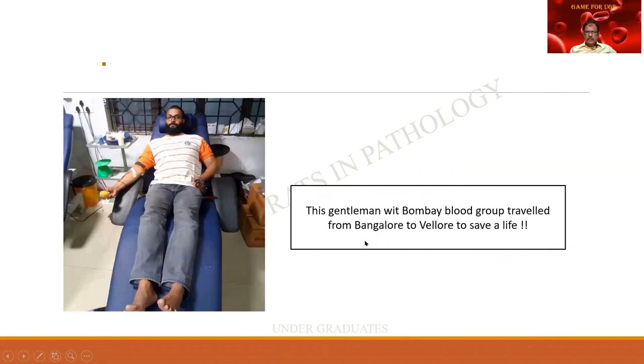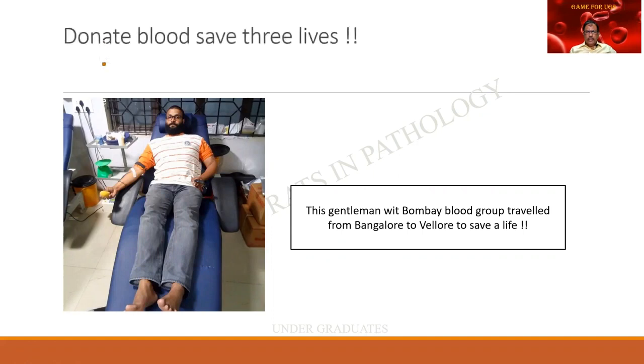And look at this gentleman. He has traveled all the way from one city to another to save another patient in Vellore. A Bombay blood group. And donate blood, you can save 3 lives. Why did I say that? It can be because of your packed red cells, because of your platelet-rich plasma, because of your platelet-poor plasma.